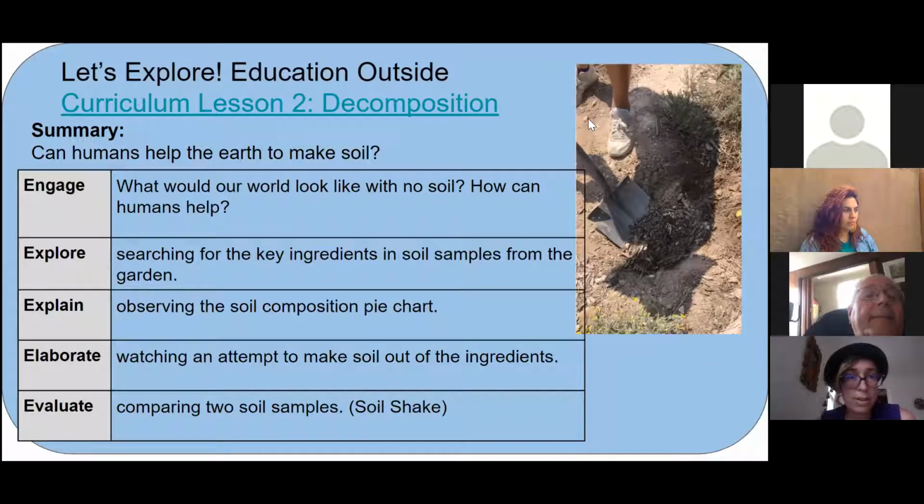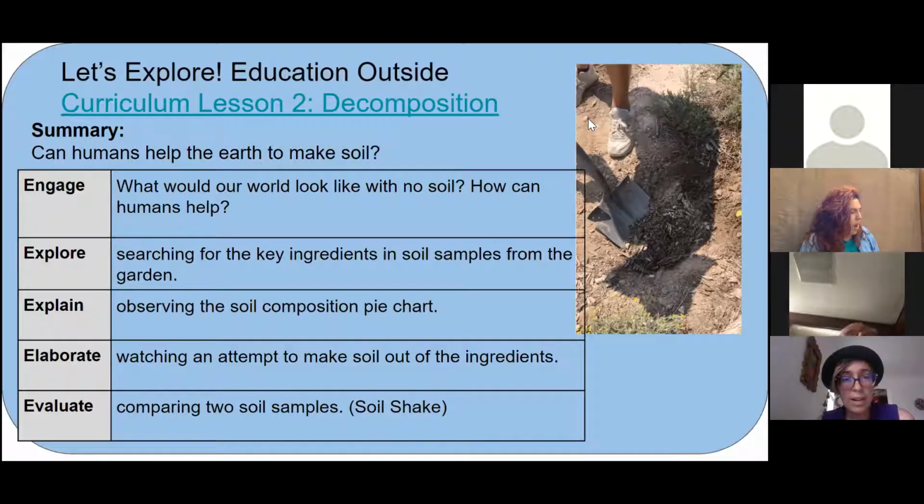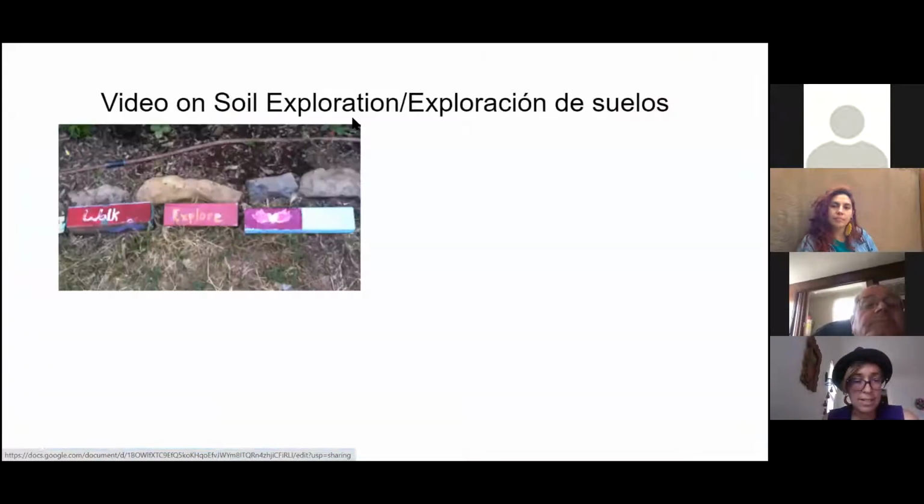This is a curriculum from Education Outside, really with the main objective of showing that humans can help the earth to make soil. It's got lots of different questions, again, because it's inquiry based. So engage, explore, explain, elaborate, evaluate. It's got all these different tiers. If you click on it in the slideshow, it'll open up to the curriculum. You can take a look at it then. We can go ahead and advance to the next slide and then play the video.